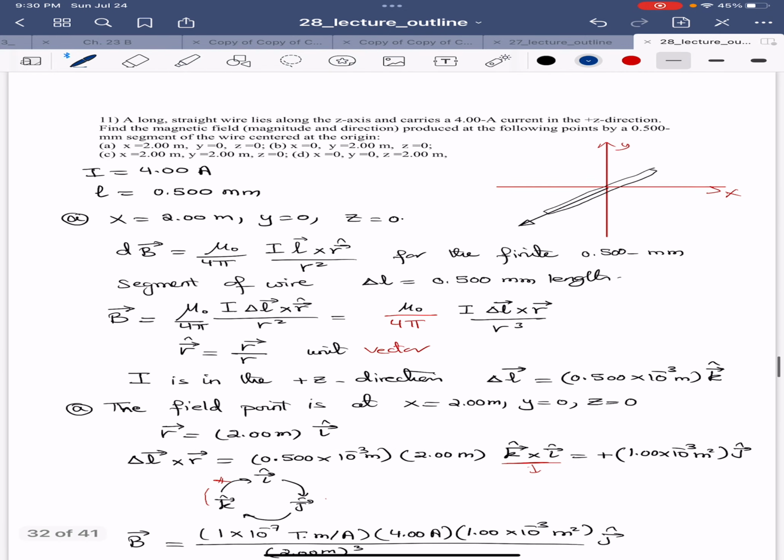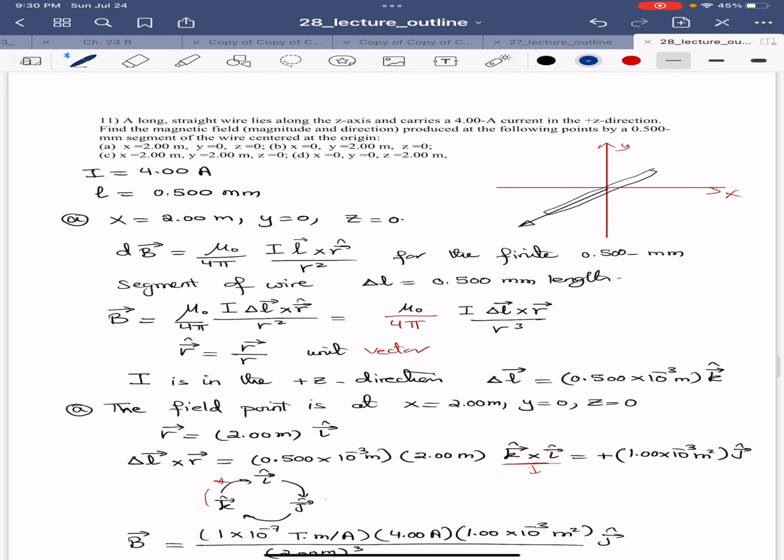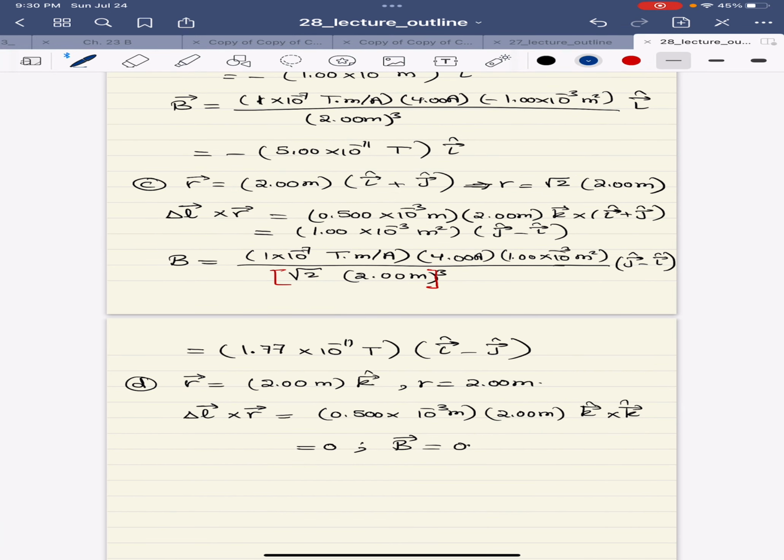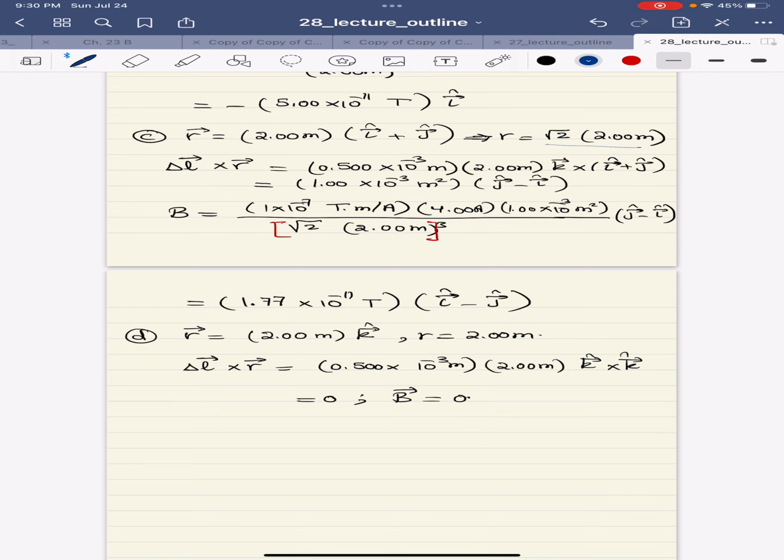The last one, not the last one, part C: x equals 2, y equals 2, and z equals 0. Then here, r equals 2i plus 2j, and r is going to be the square root of 2 times 2. We are using the Pythagorean theorem to find the magnitude of it, rx plus ry. And then here I found delta L cross r, and finally I was able to calculate what the field is.